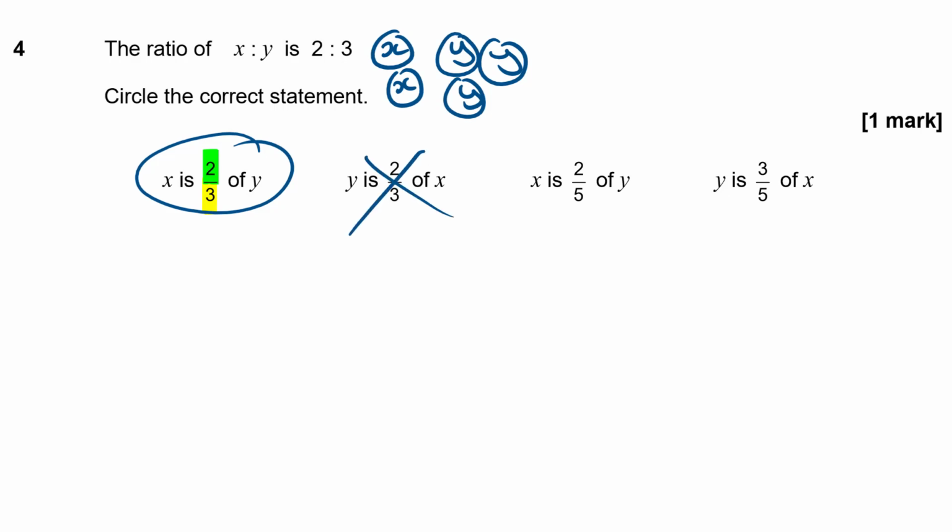X is 2/5 of y. Is that statement true? Well, if I take the number of y's, of which there are 3, and I divide it by 5, I'm going to get 3/5. And if I then times that by 2, I'm going to get 6/5. So that one doesn't work either. I don't have 6/5 of x. I've got 2x. And then y is 3/5 of x. Again, if I take my 2x's and I divide it by 5, I'm going to get 2/5. And if I then times it by 3, I'm going to get 6/5. So that one doesn't work either. So the only statement that is correct is that first one.